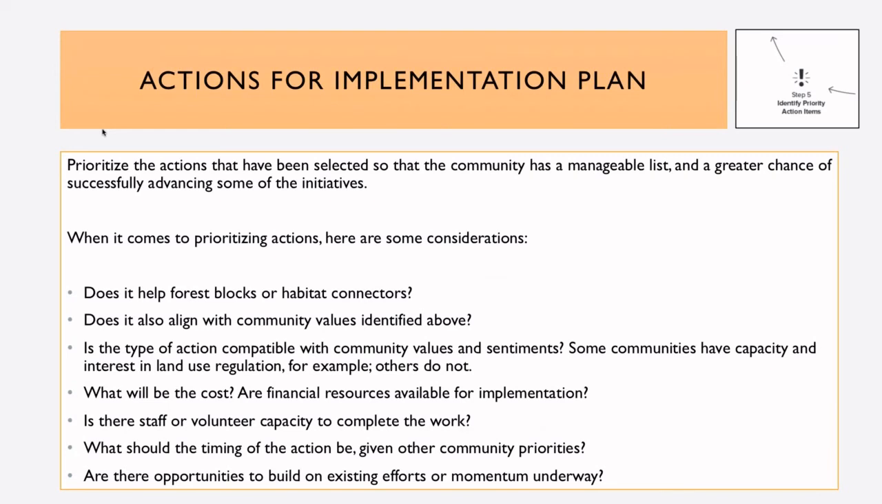So we don't have time to go into all of the regulatory and non-regulatory options. But once you have made your list or your chart, and you've gone through your prioritization, take into consideration some of these thoughts here. Does it help the forest blocks and habitat connectors to maintain them? Does it align with your community values? Do you have capacity? What will be the cost? Are there financial resources to implement that strategy or action step? Is there staff or volunteer capacity to do the work? What's the timing, as Claire mentioned before? And are there opportunities to build off existing efforts or momentum already underway in the town, or perhaps joining and partnering with other towns in the area?